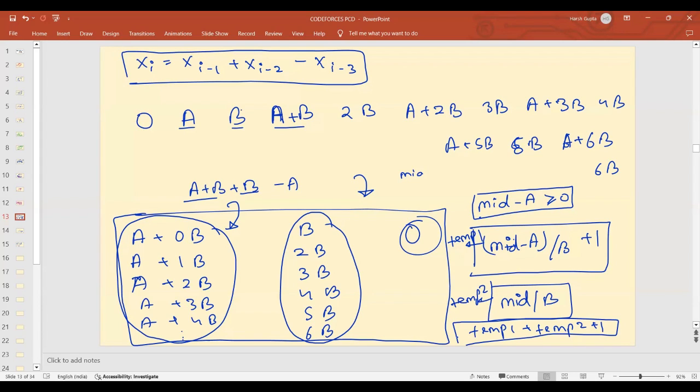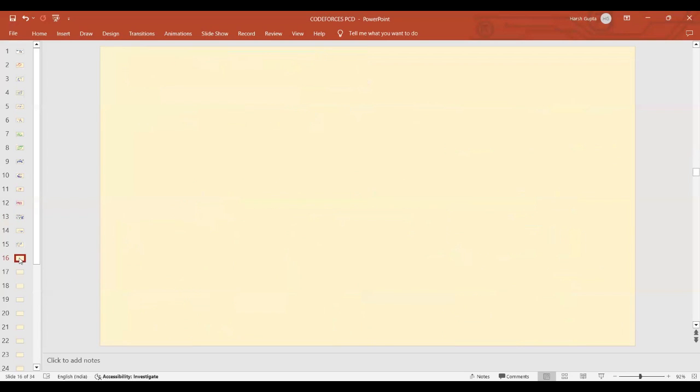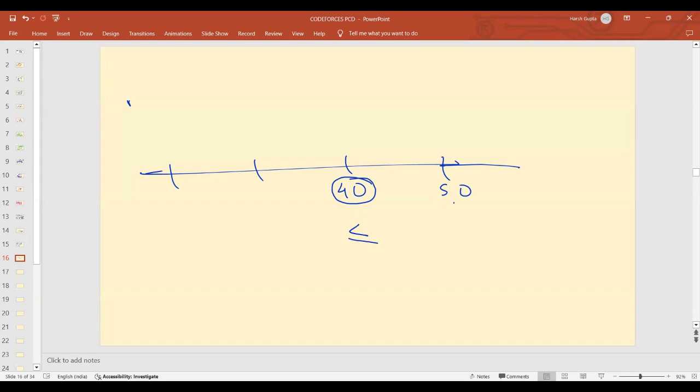Can I say this? If I simply apply binary search on the answer, why am I able to apply it? If I tell you the number of numbers that are lesser than or equal to 40 and the number of numbers that are lesser than or equal to 50, can I always say that the count of numbers lesser than or equal to 40 will always be lesser than or equal to the count of numbers lesser than or equal to 50?